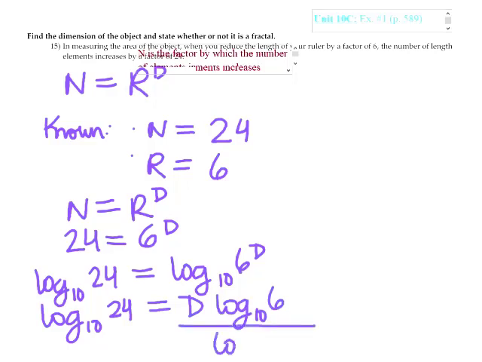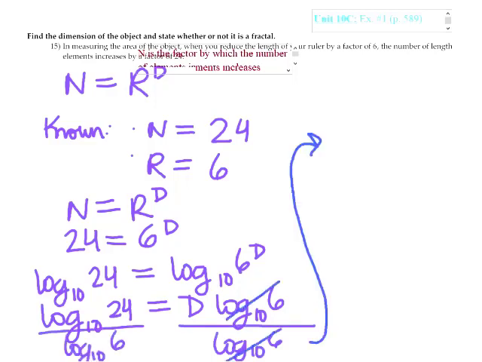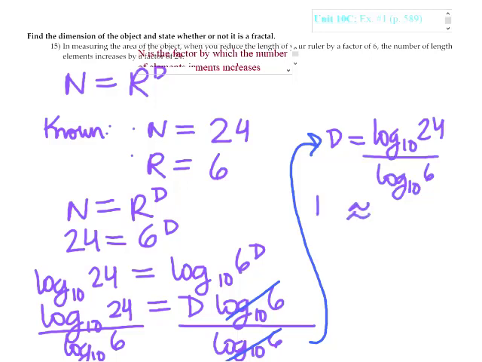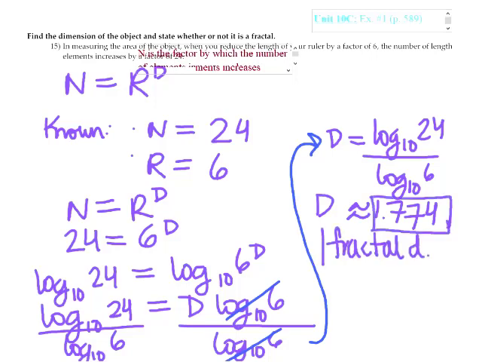To isolate the variable d, we're going to divide by log of 6 on both sides. Log of 6 will cancel out on the right-hand side. And from here we can interchange left and right-hand side to get the variable on the left-hand side. So we have d equals log of 24 over log of 6. From here you can plug that into your calculator, and the dimension is approximately 1.774. Because the dimension is between 1 and 2, we know that this is a fractal dimension. So that's how you would go about answering this problem. The fractal dimension definition also states that fractal dimension has some properties that are like length, like 1 dimension, and others that are more like area, 2 dimensions.